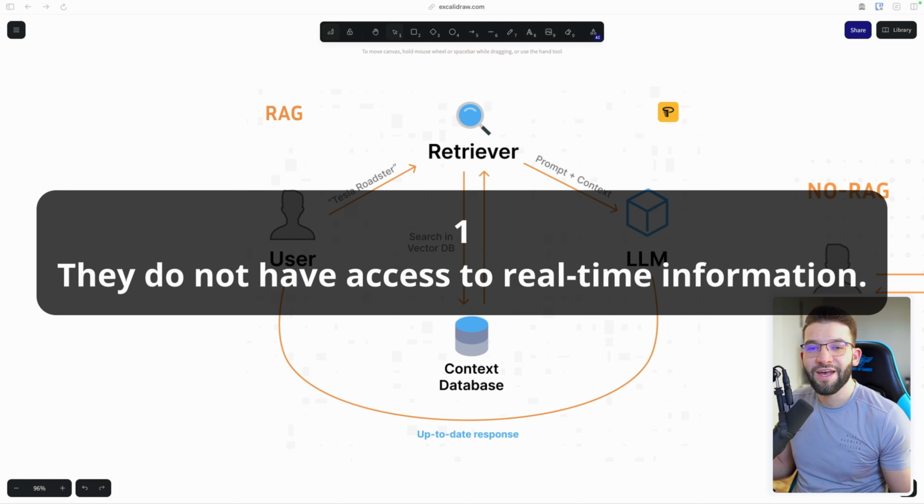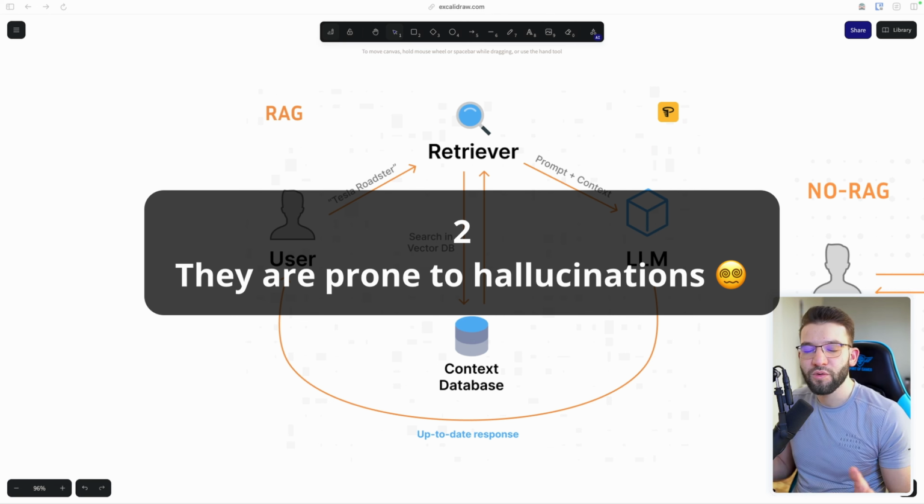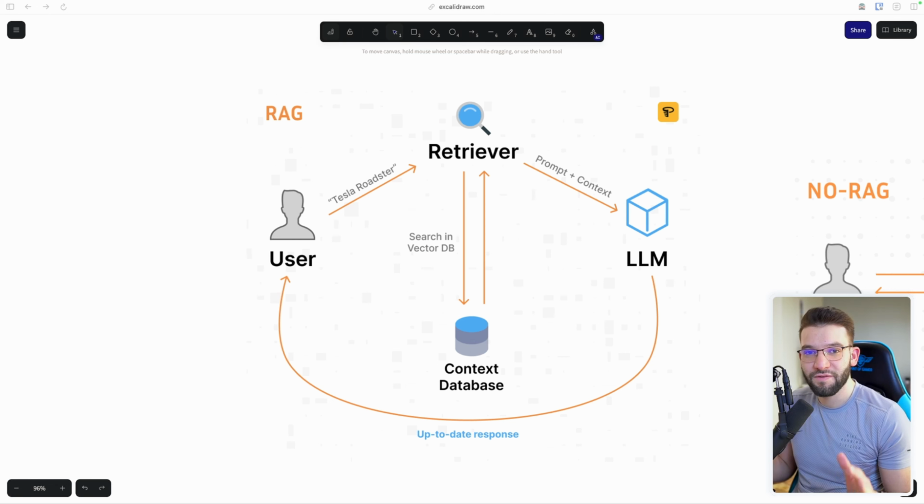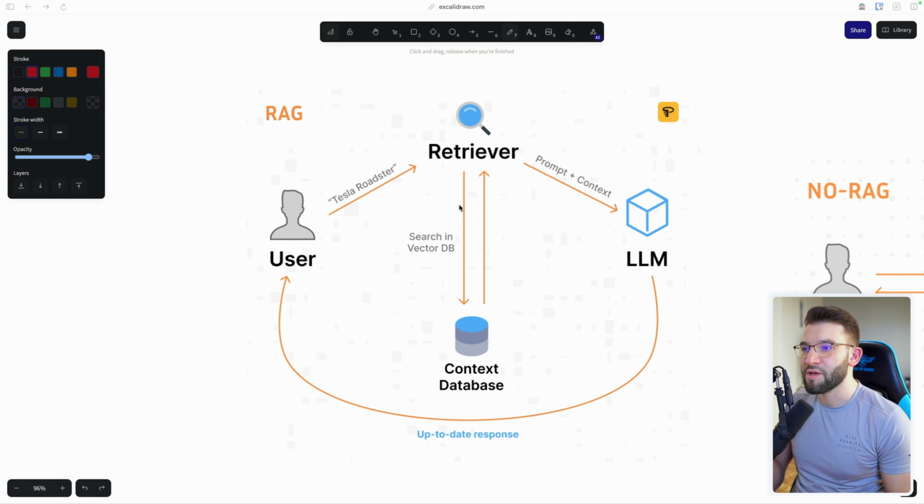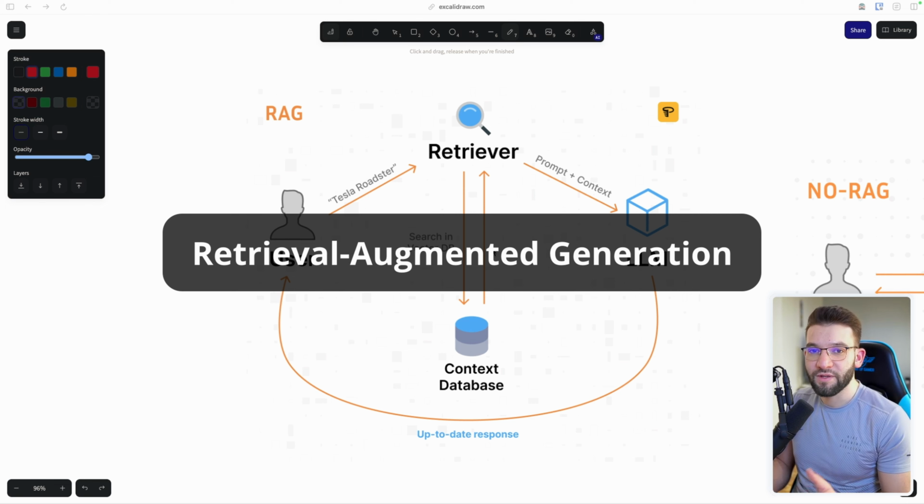First, they don't have access to real-time, up-to-date data, and second, they are prone to hallucinations, and it's very hard to stop this. So how does RAG fit in all of this? RAG is the solution to these two problems, and it's actually the perfect solution. The following diagram demonstrates how a RAG works behind the scenes. And of course, RAG stands for Retrieval-Augmented Generation.